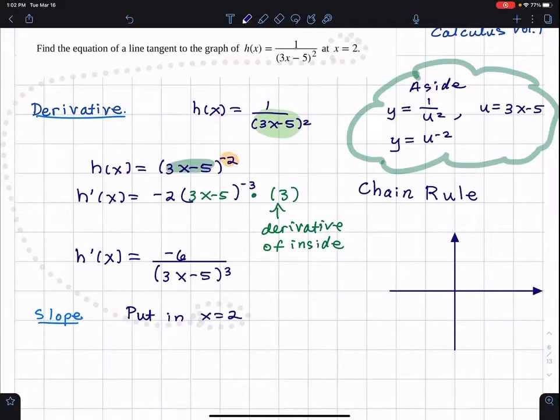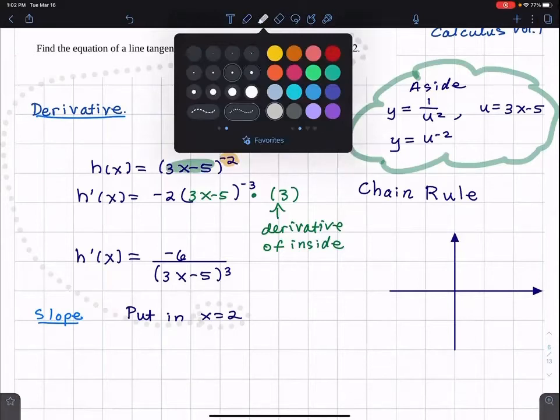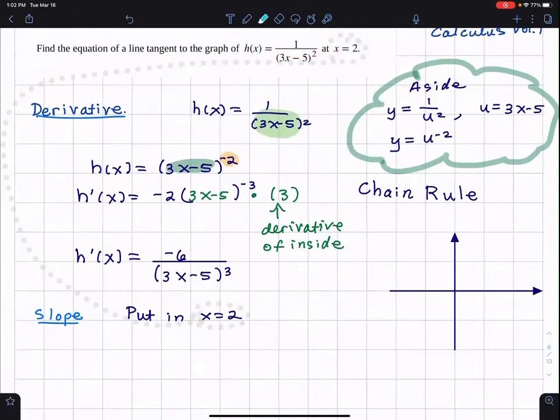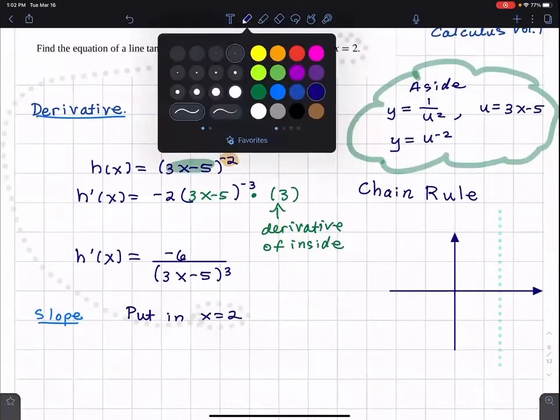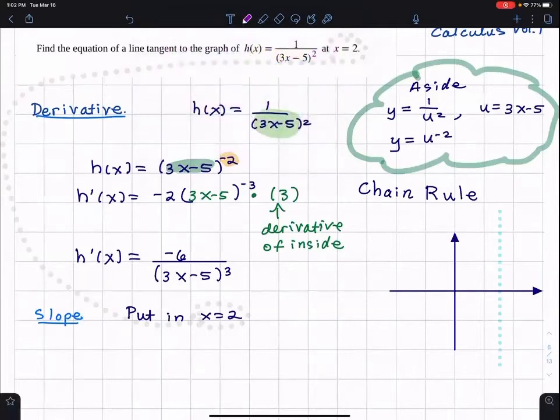If you set 3x minus 5 equals 0, you're going to get that the function is undefined and therefore has a vertical asymptote at 5/3, which is going to look something like this. But it's also been stretched out. Anyway, that might be frustrating because you're thinking, where'd this come from? But it's 1 over x squared, and that's true. But there's a shift and a change in scale, and we're finding the tangent line when x is 2.